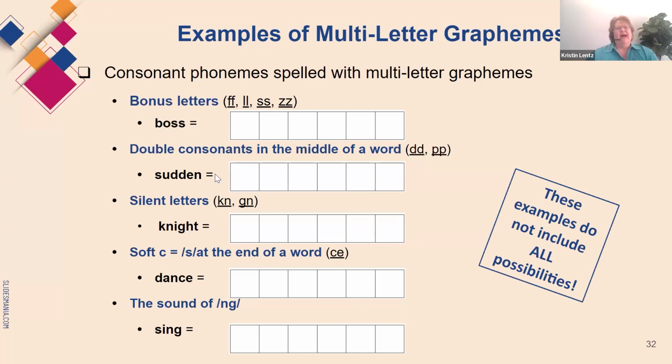So think about, how do you think you would graph some of these words that have more than one letter representing a single phoneme or a single sound? So I'm going to give you just a moment. You don't have to do all of them, maybe even pick one or two. I want you to try mapping a couple of these words.